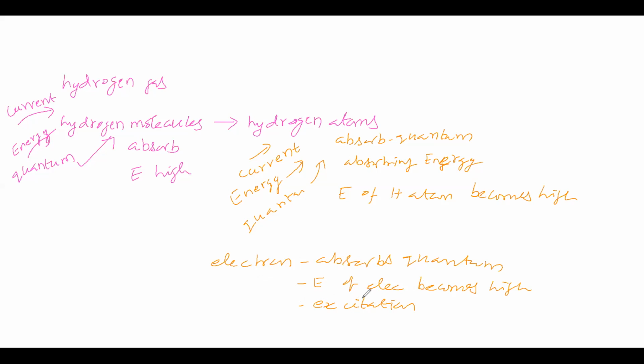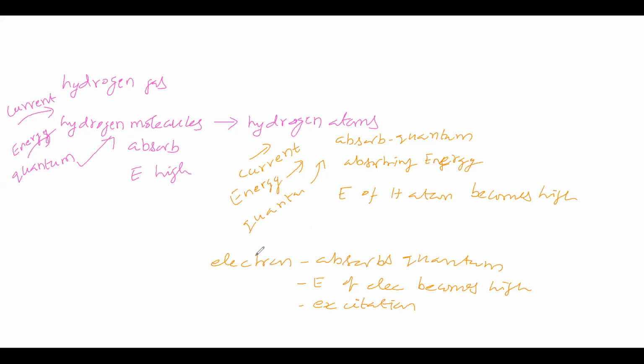We made this happen. How do we say that? Because we supplied current, we are supplying energy, we are supplying quanta. We are making this quanta fall on the hydrogen atom, so we are making this electron absorb quantum. So we made this electron get higher energy, and we made this electron become excited.